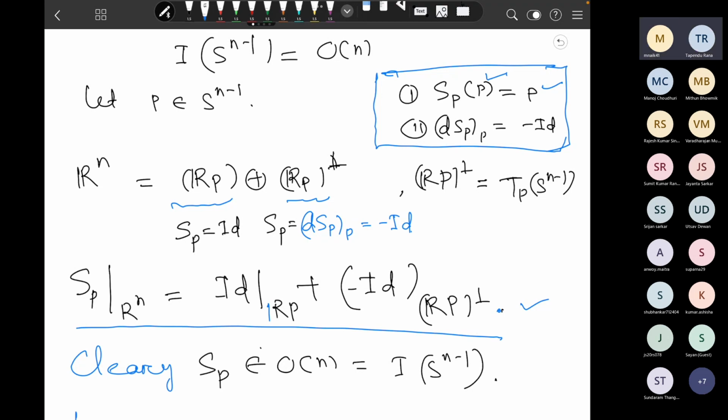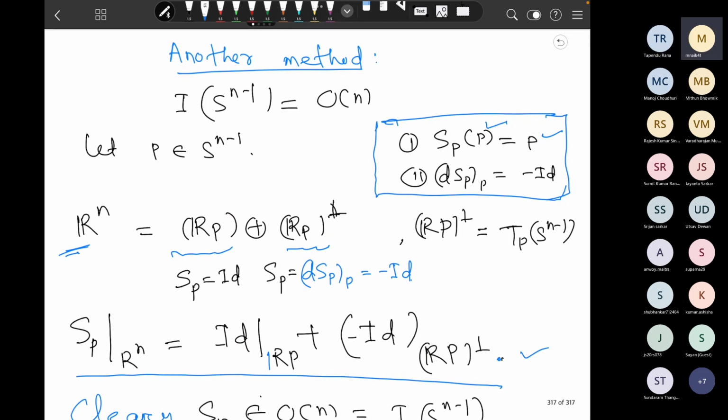Now I decompose Rn into RP and RP perp. I also have one more piece of information in mind: SP is a linear map. Where do you get that information? I told you that in this method I have to use that I of Sn minus 1 is On, which I know already. I am using that. Now since I have to specify SP on RP, since SP of P is equal to P, on RP SP has to be identity. And on RP perp, dSP at P is equal to minus identity.